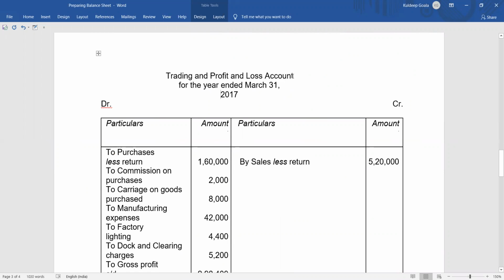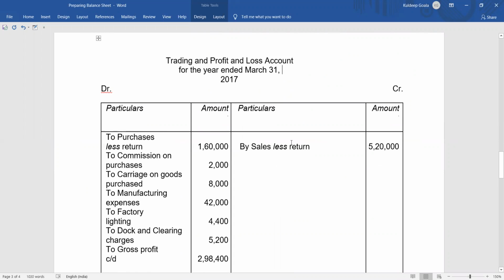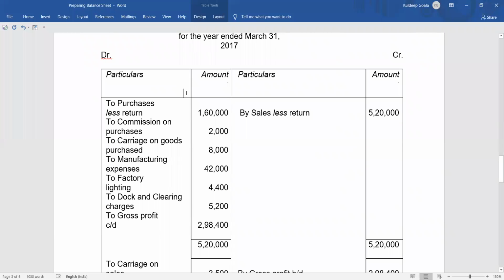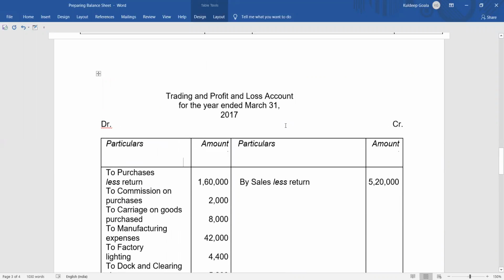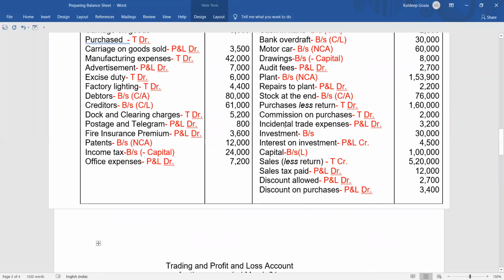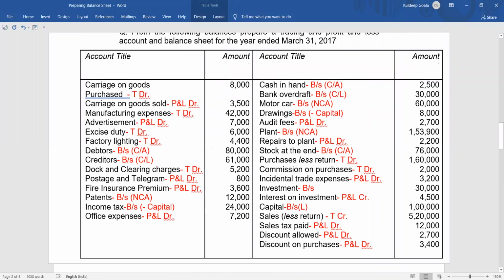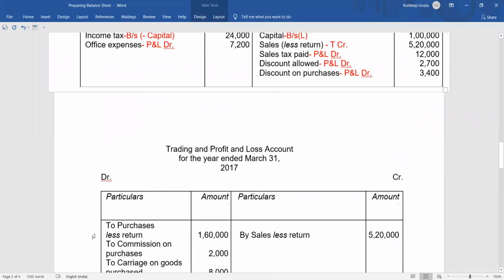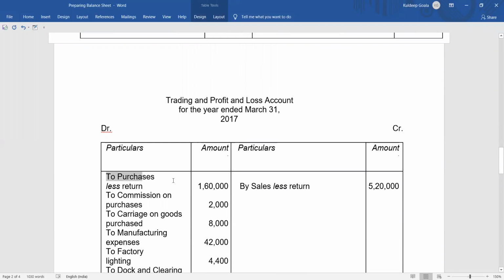What has been mentioned is that we have got debit, credit, along with particulars and amount. The items are to be placed there. So let's start. First of all, we'll start with opening stock. If you search whether opening stock is there or not, no, it is not there. The next item is purchases. Purchases less return is given here. It is 1,60,000. So it will come in the debit side as 'To purchases less return 1,60,000'.